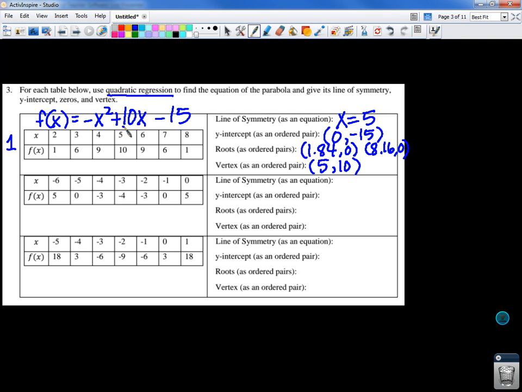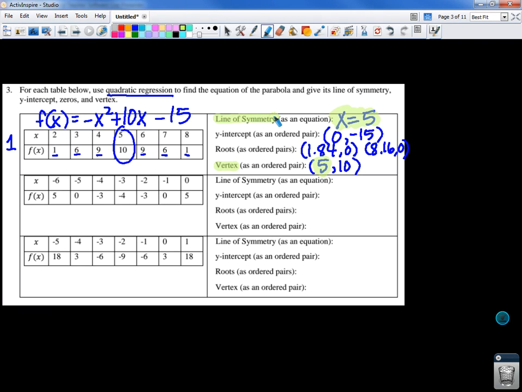By the way, we can see the vertex right here because there's some symmetry. We have a 9 and a 9, a 6 and a 6, a 1 and a 1. So that point that's in the middle of the symmetry is the vertex, and the x value of the vertex is the same as the equation of the line of symmetry because the vertex is on the line of symmetry.